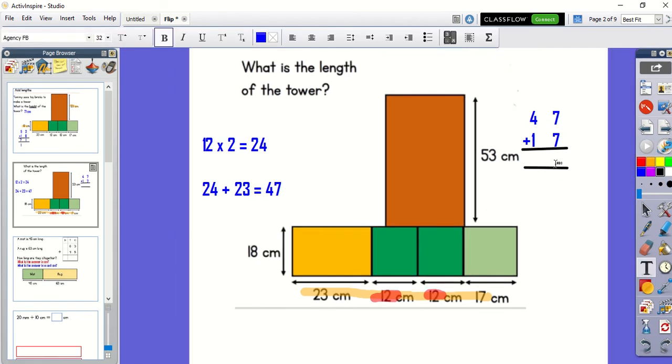So now I've got 7 add 7. Well, that's 14. So I put the 4 in the ones column and carry the 10 over. And I've got 4 add 1 add 1. Well, 4 add 1 is 5. Add another 1 is 6. So I've got 64. 64 what? 64 centimetres. Okay? So as you can see, we made that question a lot easier by doing really simple sums first, and then doing our column method last.